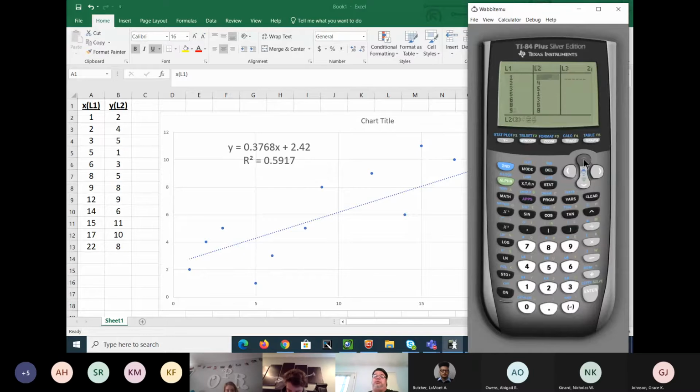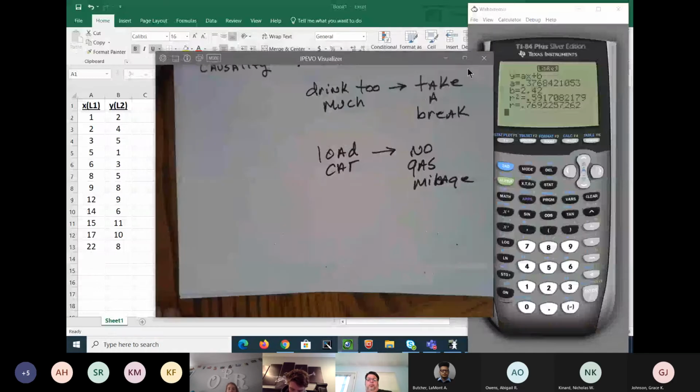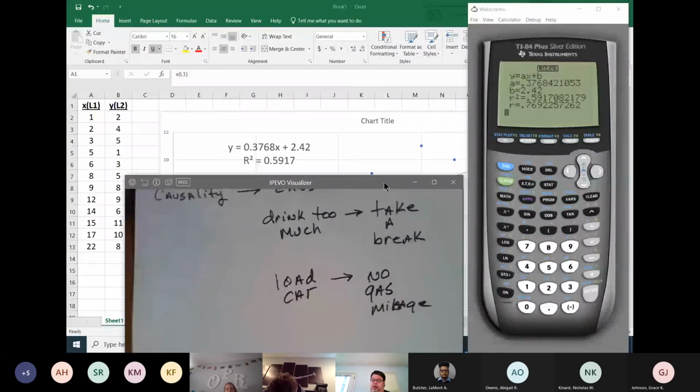Now I want you to hit Stat, go to Calculate, and go to Linear Regression, number 4. And it automatically reads L1 and L2, so you don't have to do that. Just go down to Calculate, hit Enter, and there it is. And if you notice, let me pull up my handy-dandy whiteboard.